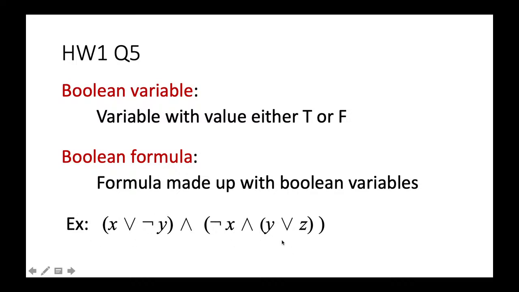In this example, you will see that there is a certain formula which reads x or y, x or not y, and then another part which is not x and, in brackets, y or z. So this is another part, and we have them and together. Now each of these variables, we will assign a true or false value. Once the truth value of each of the variables are known, then we will know that the formula will be true or false based on it.